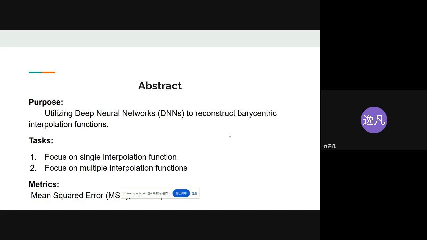Our main tasks are: task one is to construct a single interpolation function, and task two is to generalize across multiple interpolation functions. To evaluate model performance, we use MSE as the primary metric and train our network using the ADAM optimizer.